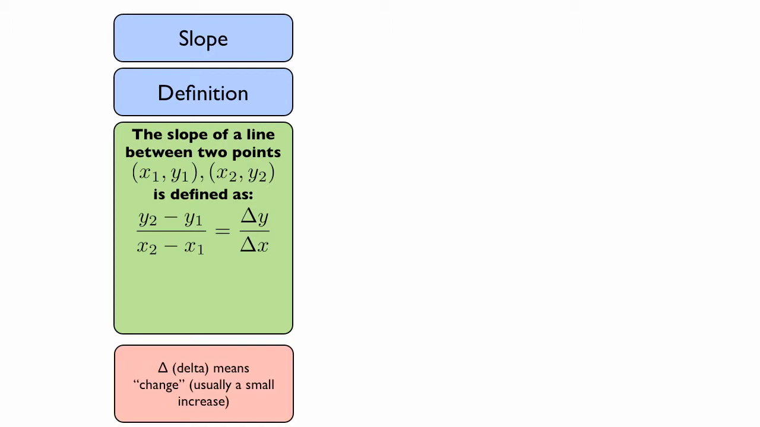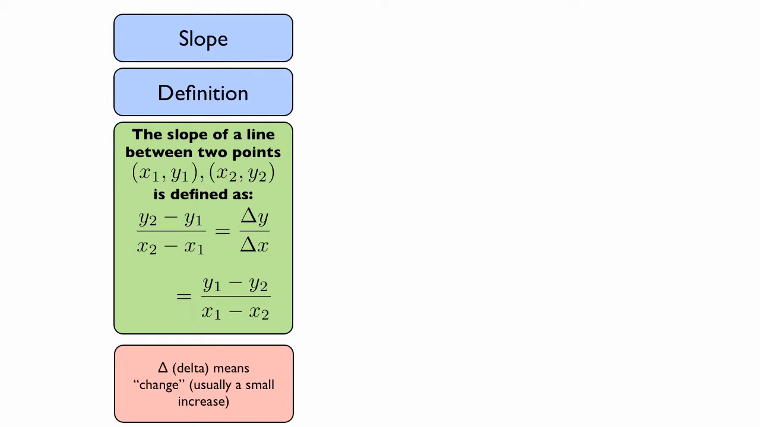Now what does delta mean? Delta, which is a Greek letter, and that's an uppercase delta, usually means change, often a small increase. And in this case, you could read it as the change in y over the change in x. And it also should be clear that it doesn't matter which point we choose first. The slope will remain the same because it's describing the line and not the 2 points.